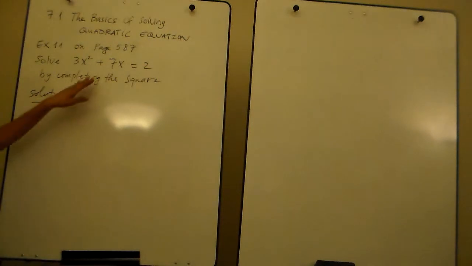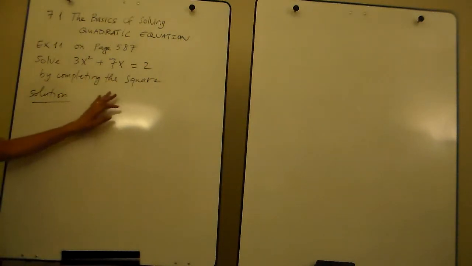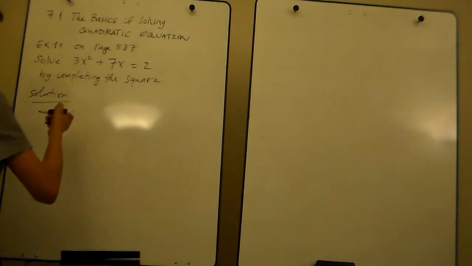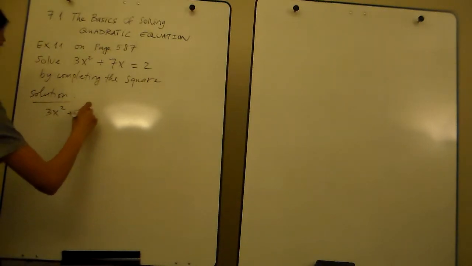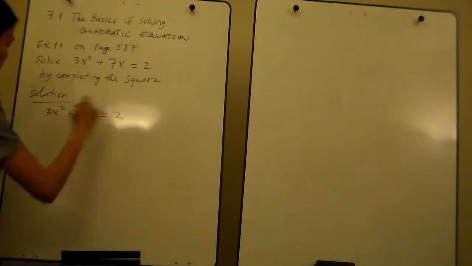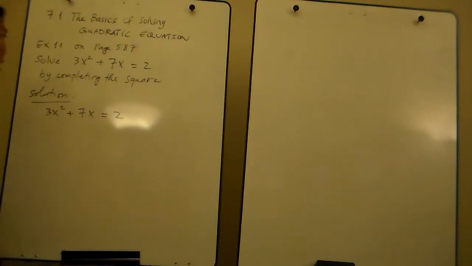Example 11 on page 587, solve this equation by completing the square. So we're given this 3x squared plus 7x equal to 2. Now, when completing the square, make sure you have the term that has second power x squared. The coefficient of this term must be 1, which is x squared.